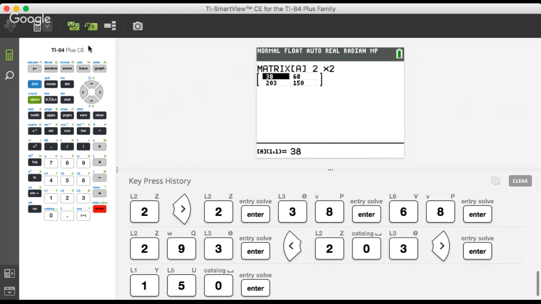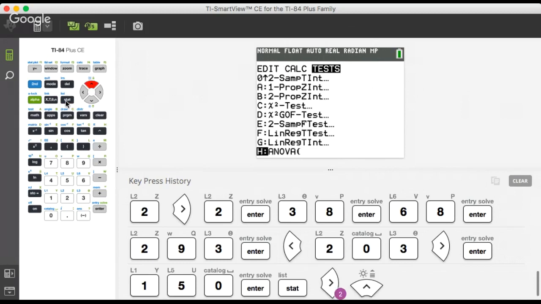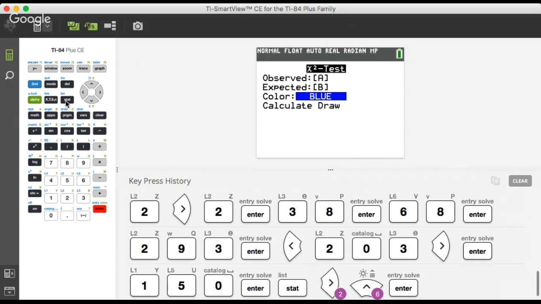Now, we could find this, right? We talked about earlier in the podcast how we do it by hand, just in case. But let's say that in this instance, we wanted to do it by calculator. We could go to stat test. We go to our chi-squared test here, because it's not goodness of fit.